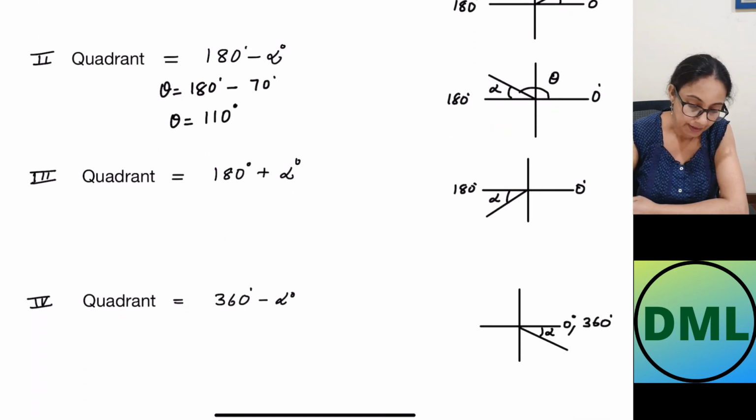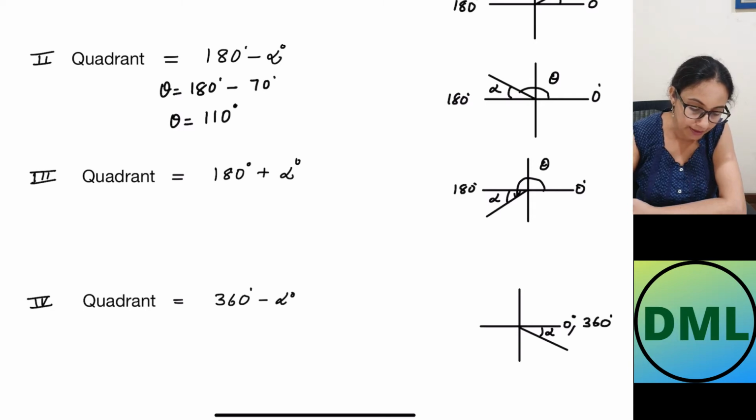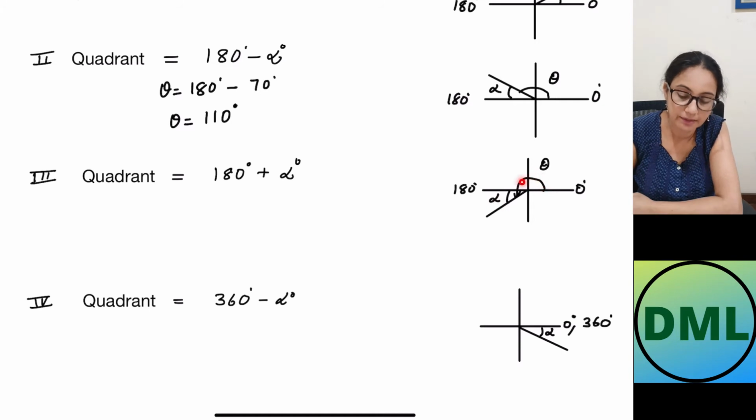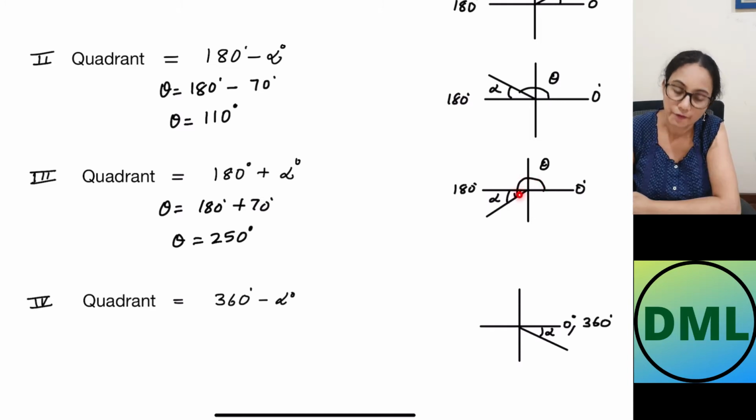Now as you can see, I have drawn my basic angle alpha in the third quadrant. So to get the angle theta, this is my angle theta, I need to add: 180 degrees plus alpha will give you the angle theta. So let's write it down here. Theta will be given by 180 degrees plus 70 degrees. So our theta is equal to 250 degrees.